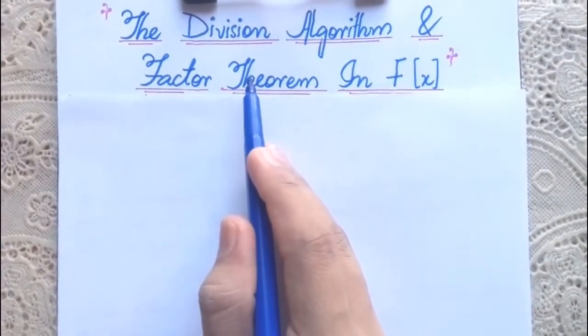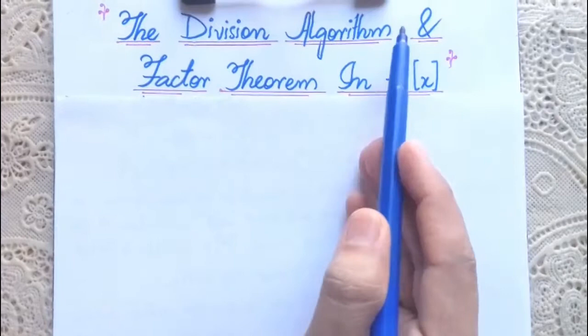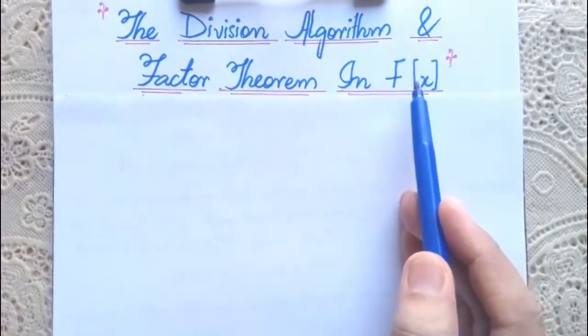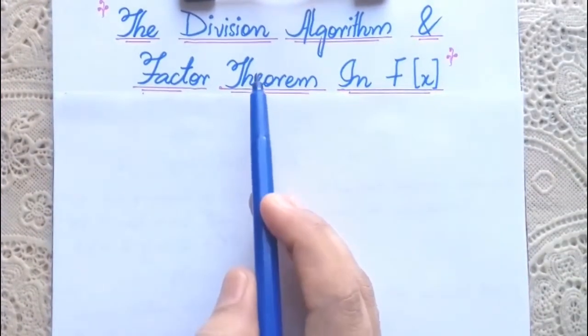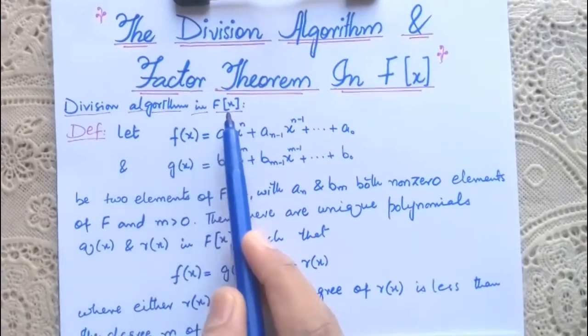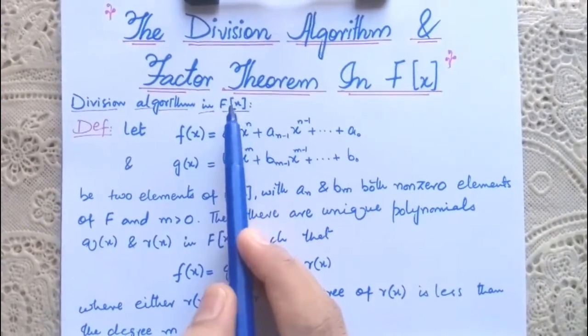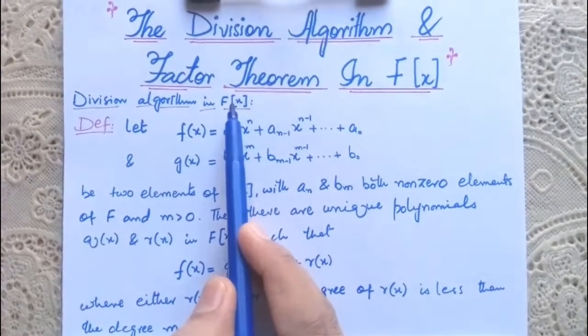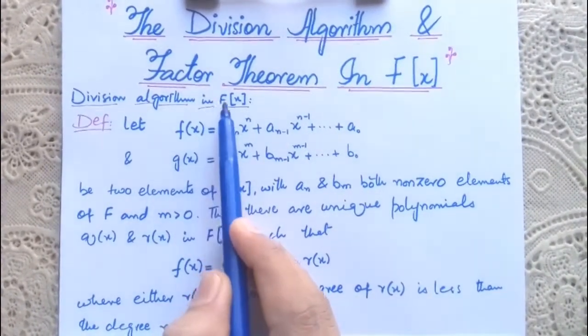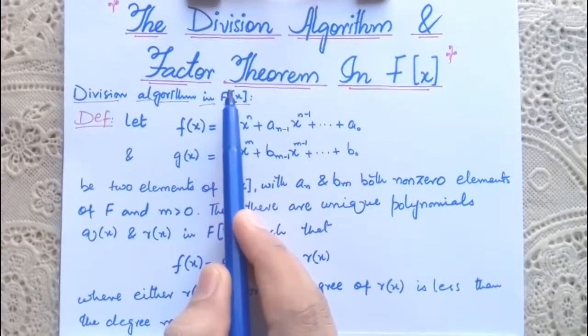Welcome to the Formula Foundation, the division algorithm and factor theorem in F[x]. So let me first write the definition. Division algorithm in F[x]. And what is F[x]? F[x] is the set of all those polynomials whose constants and coefficients are in the field F, right?